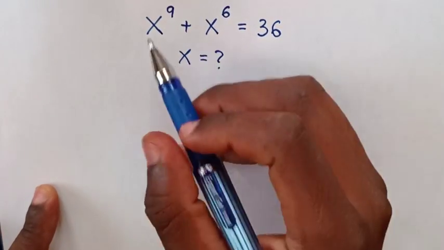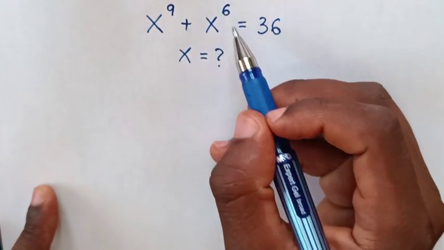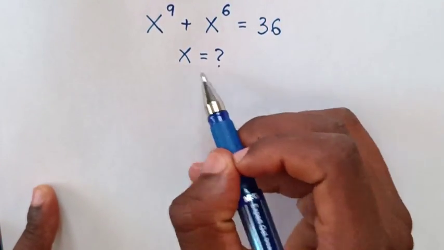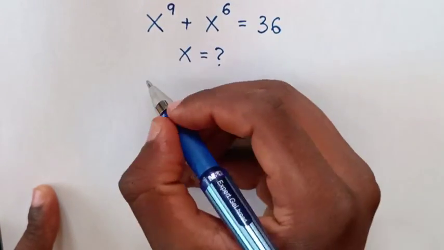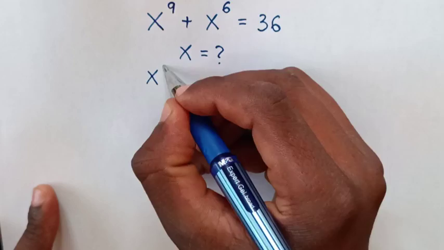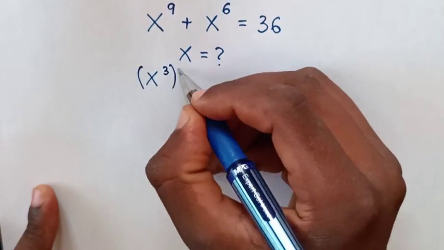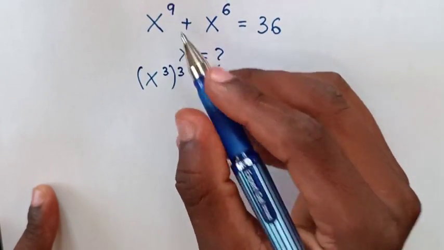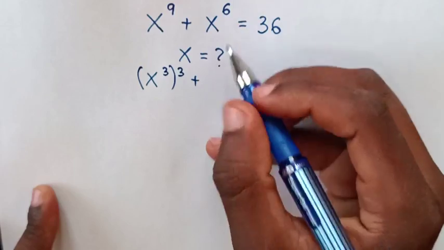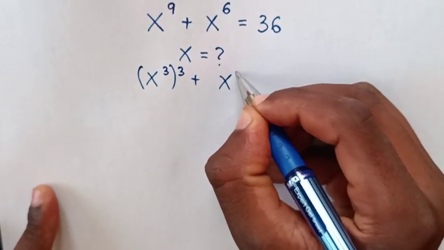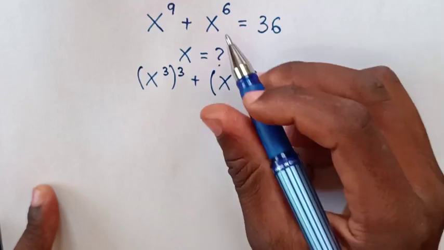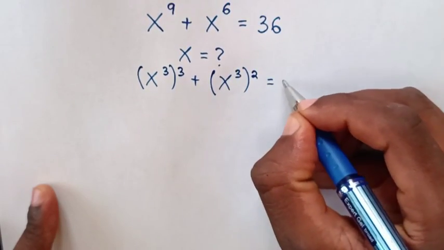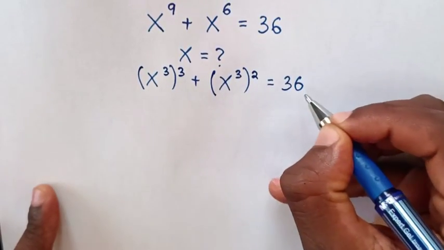Hello, how to solve x^9 + x^6 = 36 to find the value of x. From here, in x^9, x^3 is common, so x^3 in brackets to the power of 3. Here in x^6, x^3 is also common, so x^3 in brackets to the power of 2, which is equal to 36.